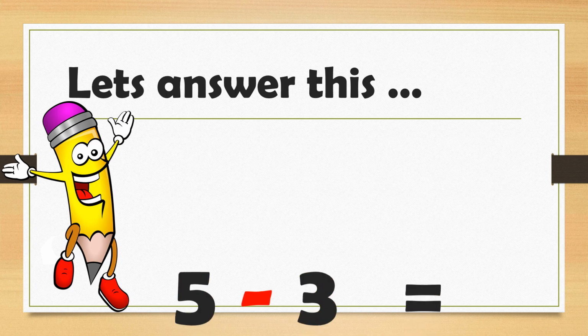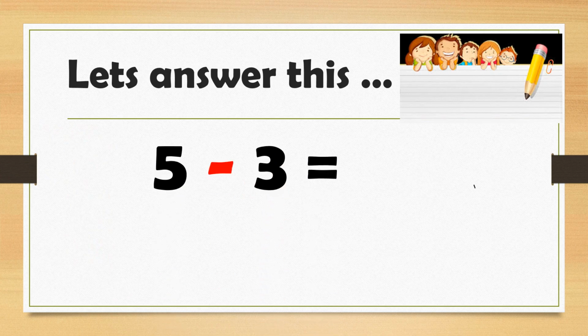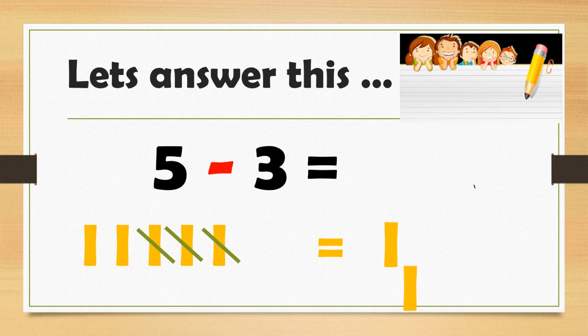Let's answer this. 5 minus 3 equals. To make it easy, we make 5 sticks. From 5 sticks, we will take away the 3 sticks. We will cross it. 1, 2, 3. And then, 2 sticks were left. The answer is 2. 5 minus 3 equals 2.